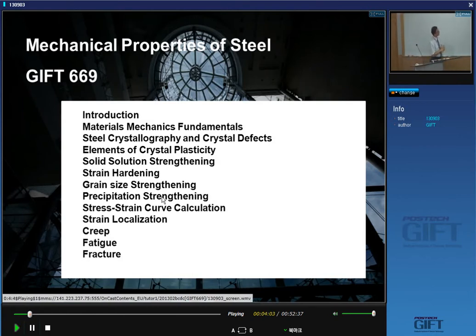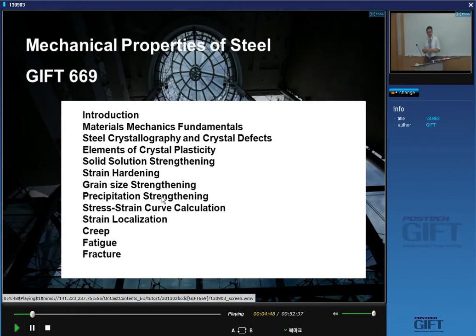We'll talk about elements of crystal plasticity, and then we'll go into the subject matter of the course, and we'll be talking about solid solution strengthening, strain hardening, grain size strengthening, precipitation strengthening, stress strain curve calculation. Yes, it is possible to calculate stress strain curves of steels, even complex steels. It is possible, relatively easy actually, to calculate stress strain curves of these steels using what you know about the strengthening mechanisms due to the composition or the microstructure.